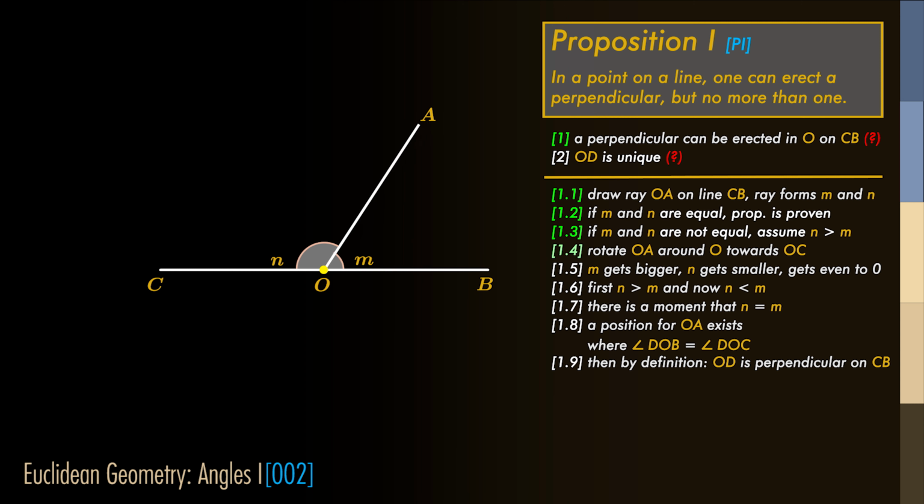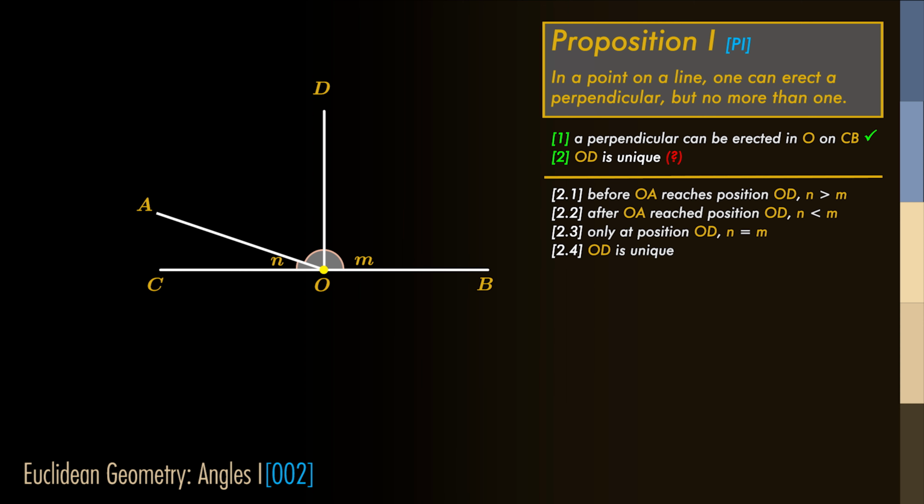Let's rotate the ray OA around O towards OC. M will increase, N will decrease, and eventually become even zero. Logically, because N was first greater than M and now smaller, there will be a position for OA where the angles DOB and DOC are equal, and that is the definition of perpendicularity. So by definition, OD is perpendicular on BC. There is only one such line, because before the position of the line M is not equal to N, and after that position, M is again not equal to N.